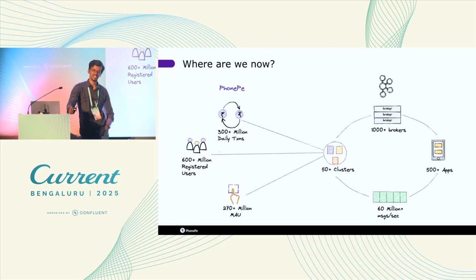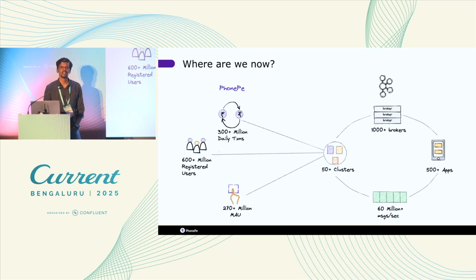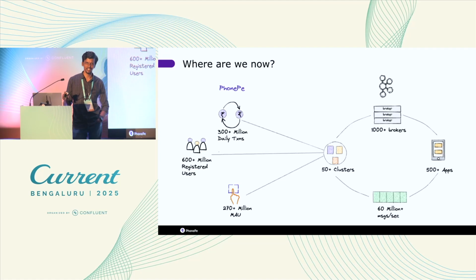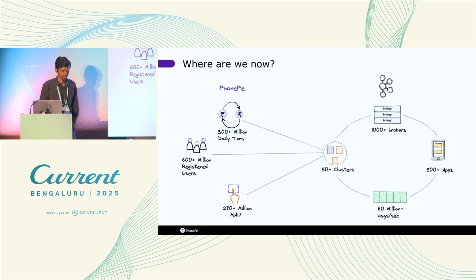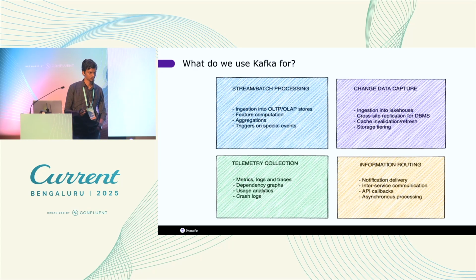So how does this translate to Kafka scale numbers? You can see on the right-hand side, we have close to 50 plus clusters, spanning across different regions and different DCs, and we have 1,000 plus brokers and 500 or more services or apps using them. All this comes down to 60 million plus messages per second transferred. This gives you a rough idea of what our scale is.